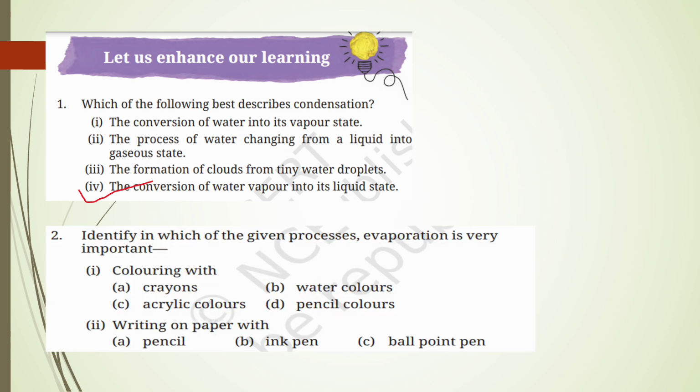Next one, identify in which of the given processes evaporation is very important. First one, coloring with. Option A, crayons. Option B, watercolors. Option C, acrylic colors. Option D, pencil colors. So, evaporation is very important in coloring with the watercolors. The next one, writing on paper with. Option A, pencil. Option B, ink pen. Option C, ballpoint pen. So, evaporation is very important when we write on paper with the ink pen.